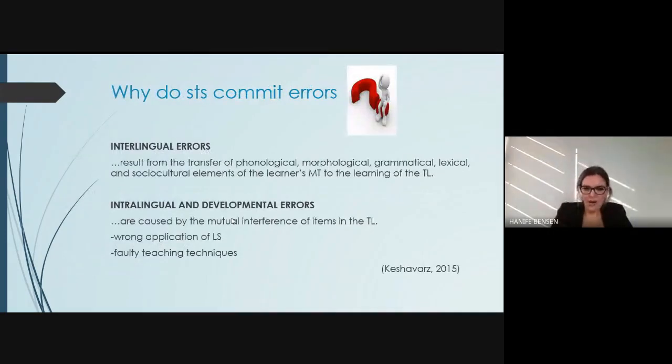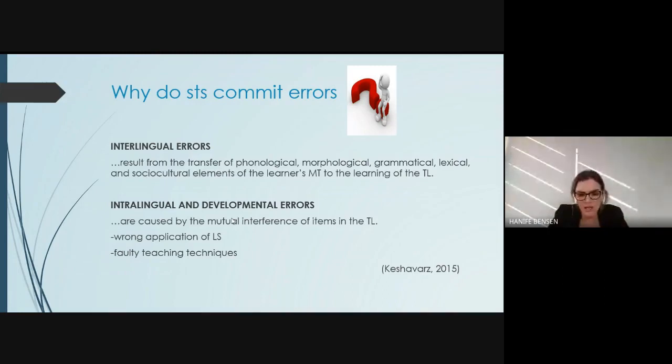Now, I'm not going to go into detail about this, but I think that we should address this before I close up. So why do students commit errors? We know that errors are important, and they are indications of the student's learning process. We want our students to make errors, but why do people make errors? We make mistakes in our mother tongue. But what about the errors that are committed in the language learning classes?